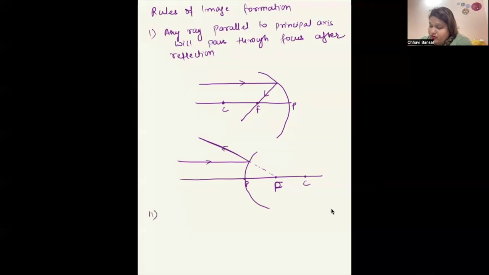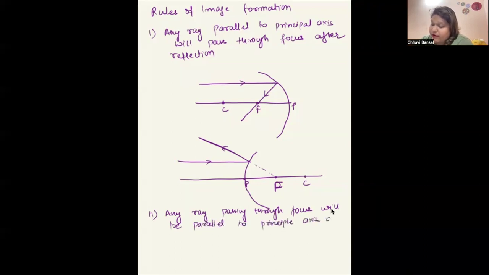Fine. Second rule. Any ray passing through the focus will be parallel to the principal axis after reflection. Means what? In the first case, the incident rays were parallel to the principal axis. In this case, we are saying if an incident ray is passing through the focus, after reflection it will become parallel to the principal axis. It's the opposite of this one.